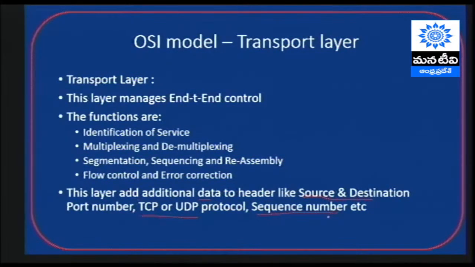So when the data arrives from the application layer to presentation layer to session layer, and session layer to transport layer, the transport layer is adding this additional information to the received data. And this process of adding additional information is called encapsulation. Encapsulation is the process of adding additional information to the received data. And then we have the next layer, which is the network layer.